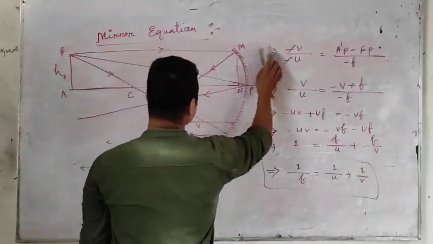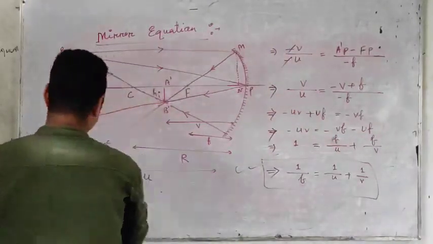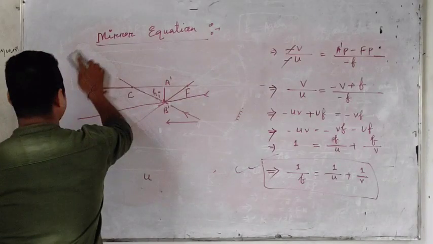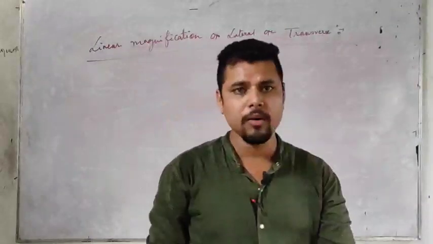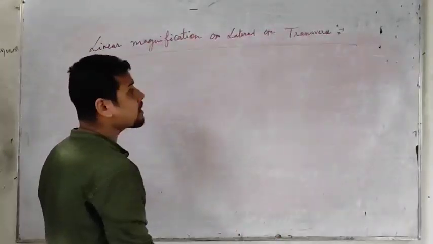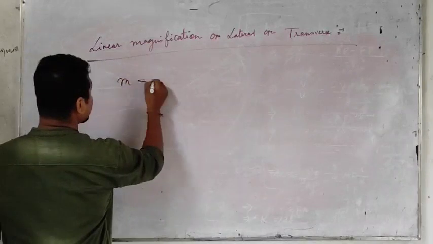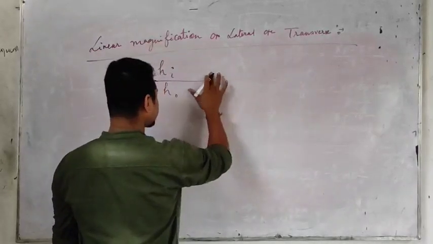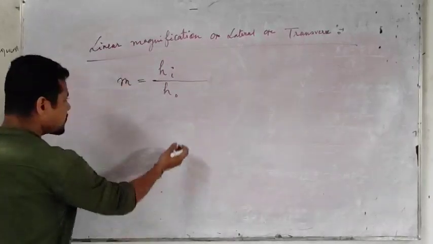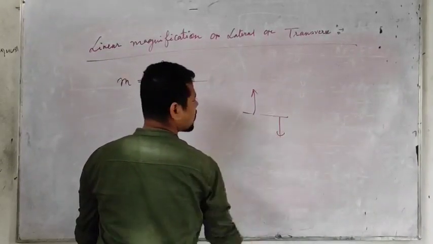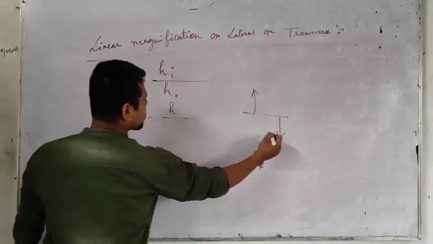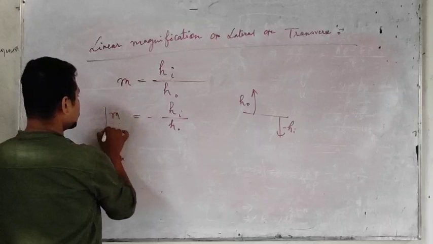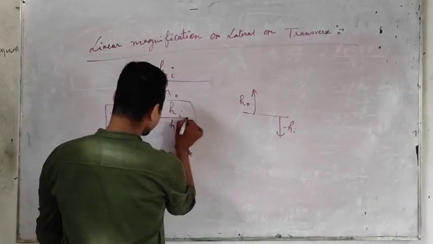Clear? So next, I made a relation. Now for linear magnification, or lateral magnification, or transverse magnification, we know the formula. What was that? Height of the image divided by height of the object, right? In this question, the object was erect and the image was inverted. That means what was the height of the image? Minus hi, and height of the object plus ho. That means minus hi by ho. This is the formula for linear magnification related to height of the objects.